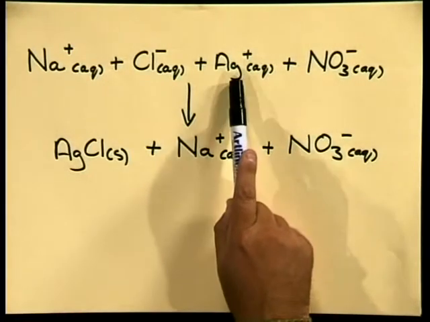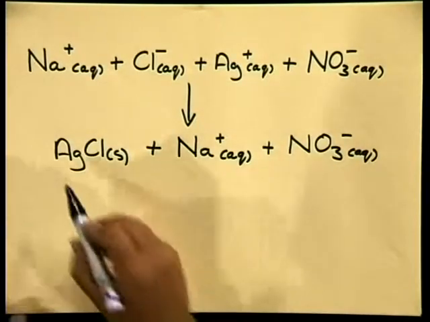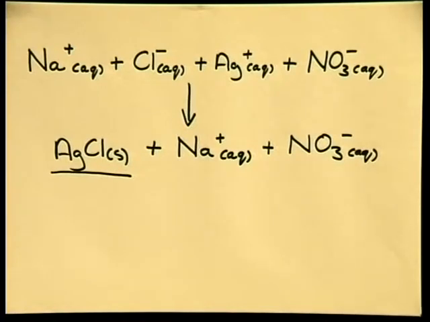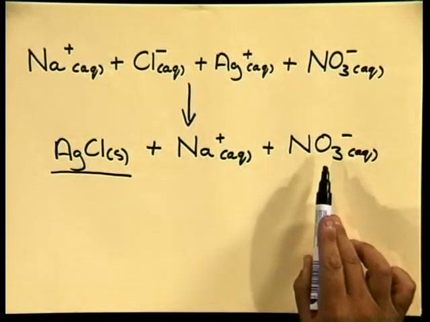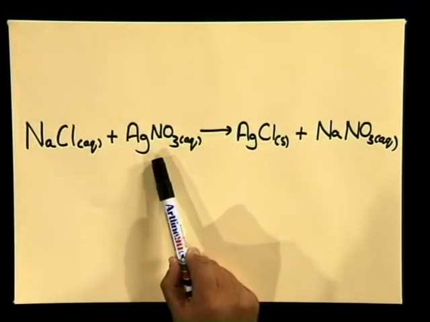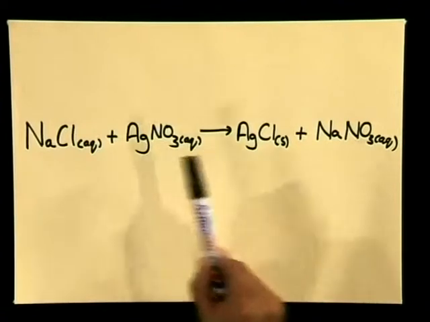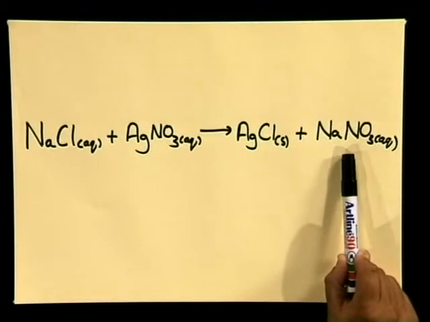When the silver cation attracts the chloride anion, an insoluble product known as silver chloride is the precipitate that forms. The other ions remain in solution as soluble ions. This is what the completed equation for this reaction would look like. The aqueous sodium chloride solution reacts with the aqueous silver nitrate solution to give us our solid silver chloride precipitate, while the sodium nitrate remains in aqueous solution.